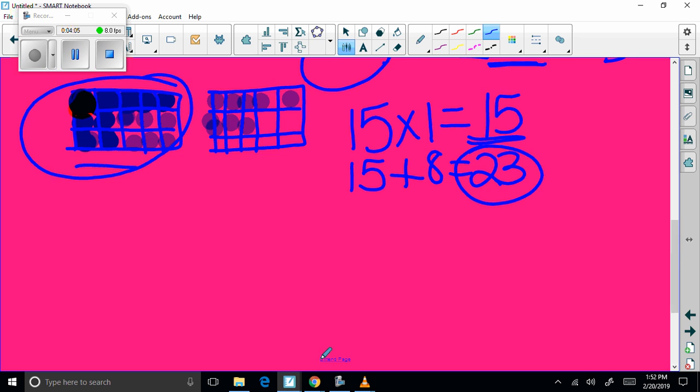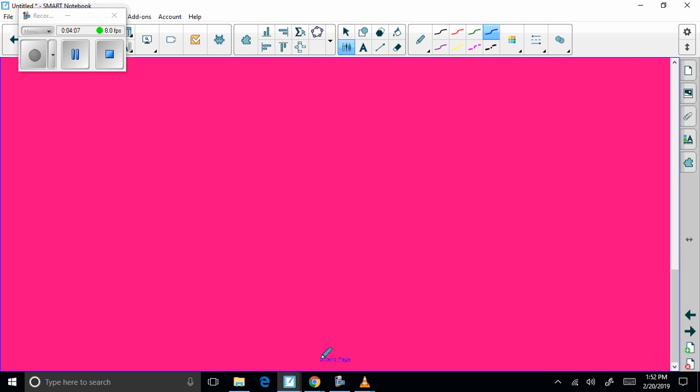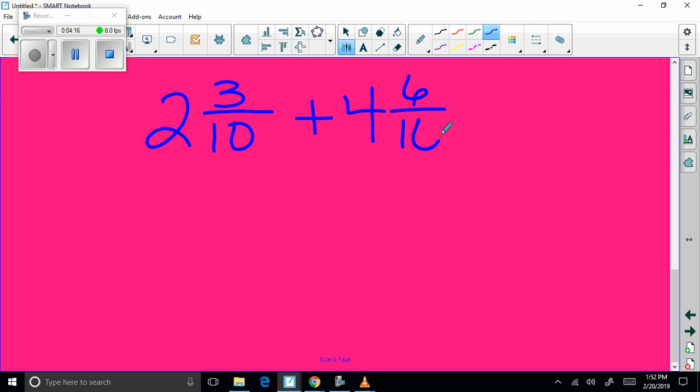Now, very quickly, we want to show you an example of how to add the 2 together. So say, for instance, I have 2 3/10 plus 4 6/10. Jasmine's going to add this together. So first you add the whole numbers. 2 plus 4 is what? 2 plus 4 is 6. And then we add the fractions.